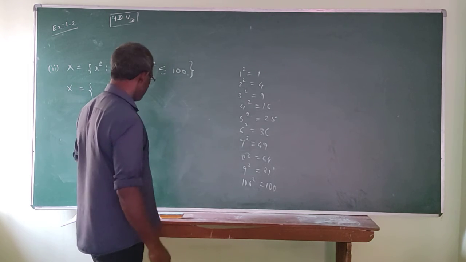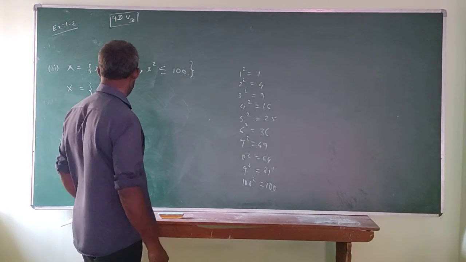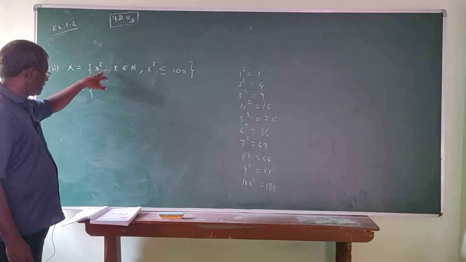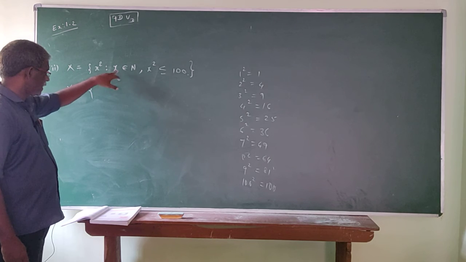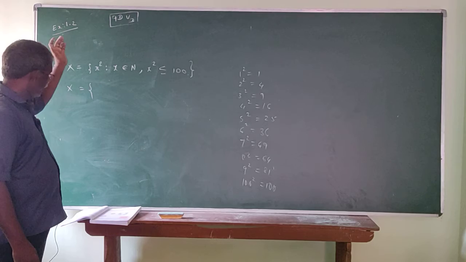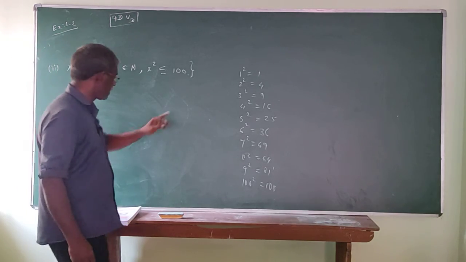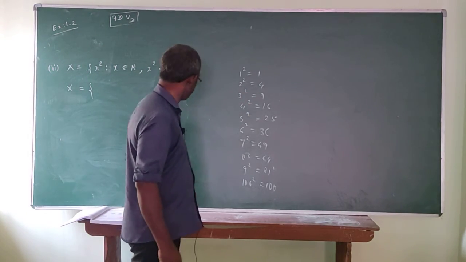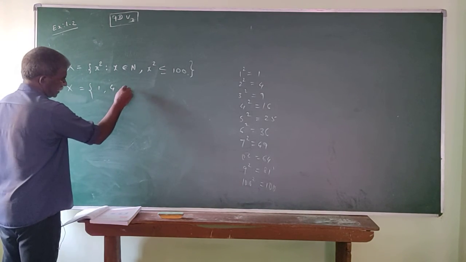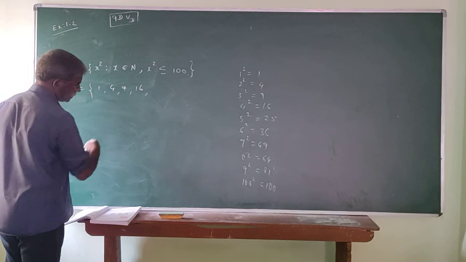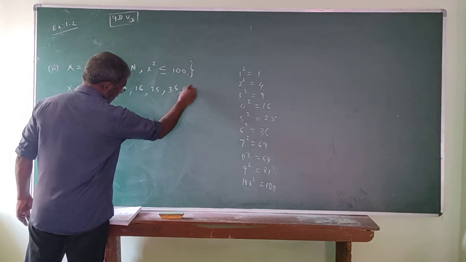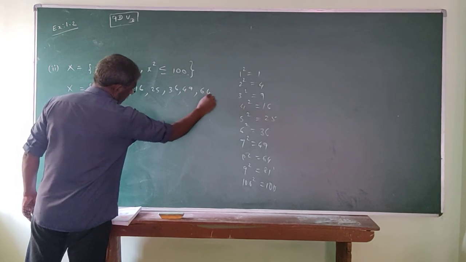So we have to find the value of x, x square such that x is an element of N. So that means 1, 4, 9, 16, 25, 36, 49, 64, 81.